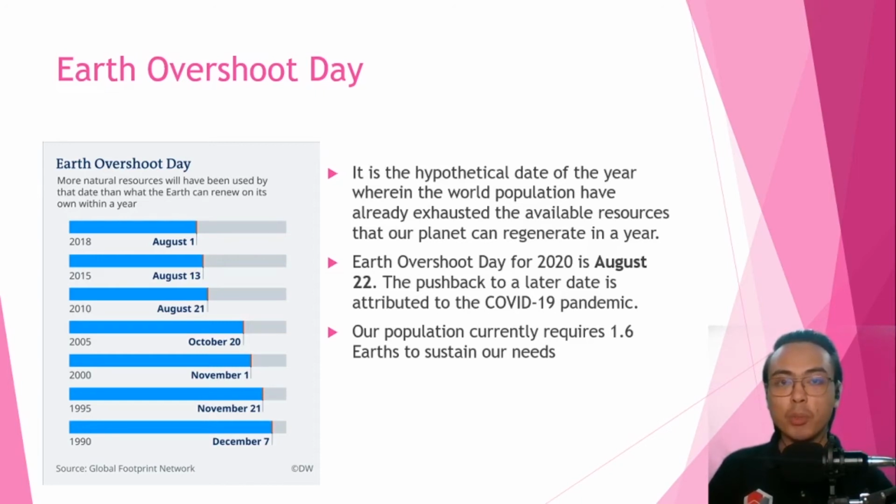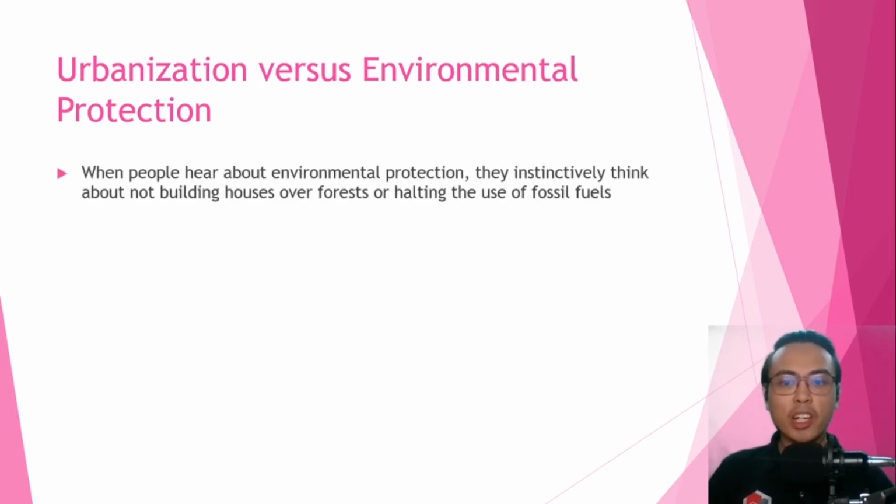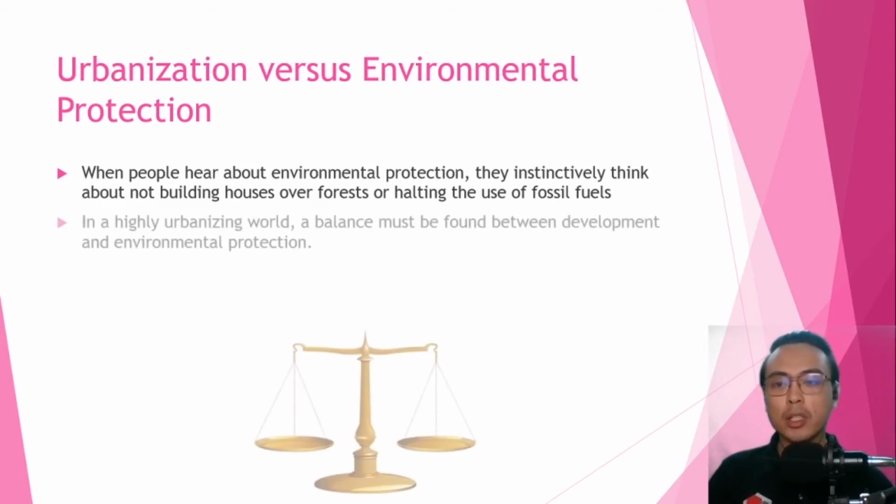Ideally, this number should be 1 because realistically, we only have one planet to use. We need to find ways to continue development but still not overshoot the amount of resources our planet could provide. So this brings us to the competition between the need for urbanization and protecting our environments. When people hear about environmental protection, they instinctively think about not building houses over forests or halting the use of fossil fuels. Environmental protection has a negative connotation in terms of development.